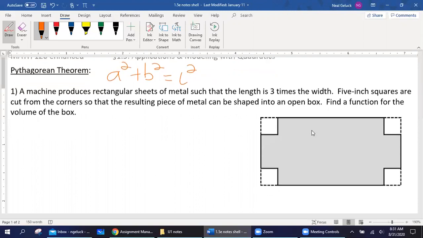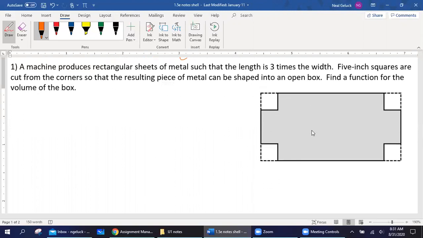So on number 1, we have a machine making rectangular sheets. The length is 3 times the width. So first thing I'm going to do is if I call the width W, so from here to here, we'll call that W. That means my length, instead of writing L for length, I'll just write it as 3W.